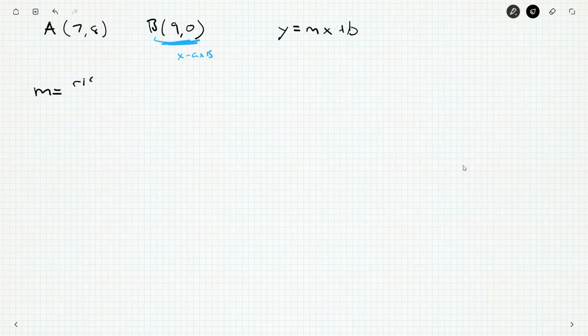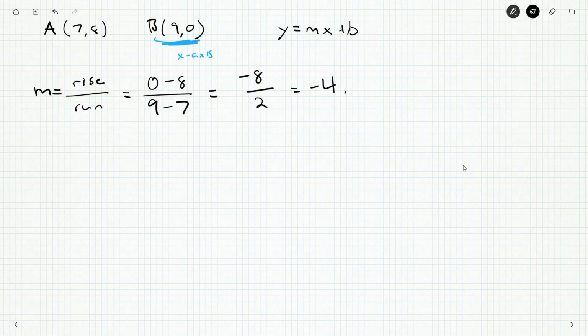So m, we calculate m by rise over run. So that's going to be the difference in the y-coordinates. Doesn't matter what order, just as long as we keep the order. So now we're doing B minus A, sort of. And then the difference in the x-coordinates. So 9 minus 7. 0 and 9 go first. They belong to the same coordinate. 8 and 7 come second. So we get negative 8 over 2. So we get negative 4. So now we know our equation of the line is y equals negative 4x plus b. We just need to figure out this b value.